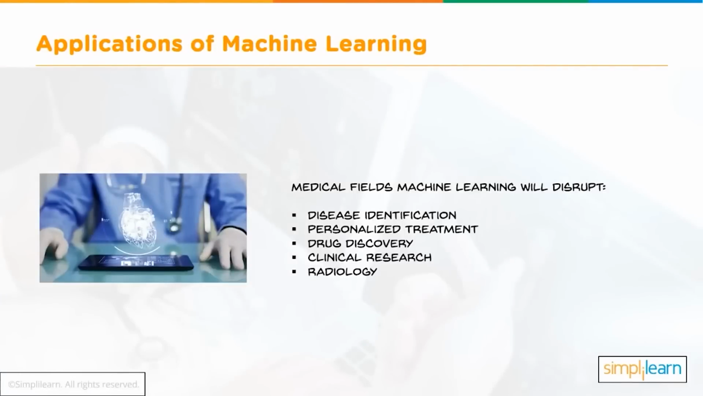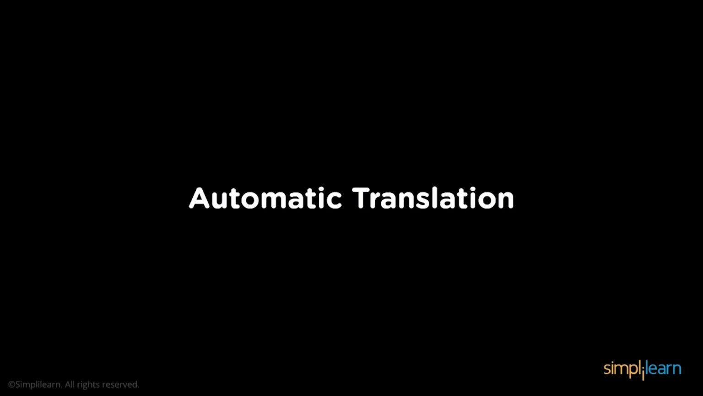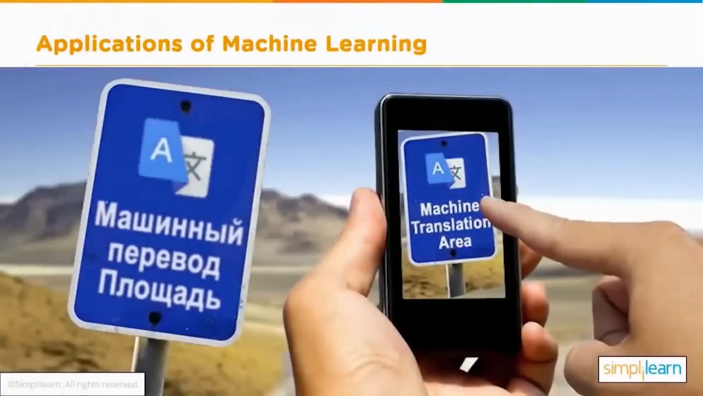Some of the medical fields that machine learning will help assist in are disease identification, personalized treatment, drug discovery, clinical research, and radiology. And finally, we have automatic translation. Say you're in a foreign country and you see billboards and signs that you don't understand. That's where automatic translation comes of help.